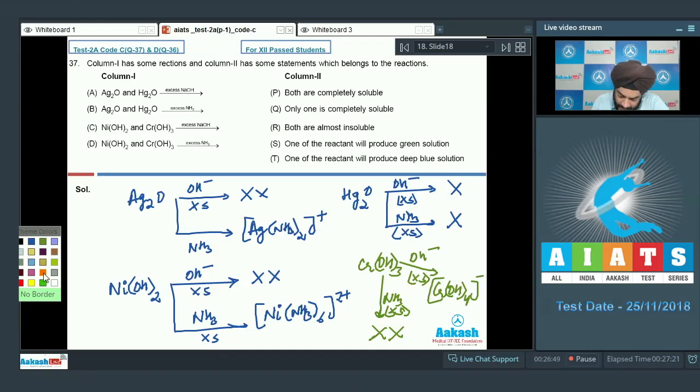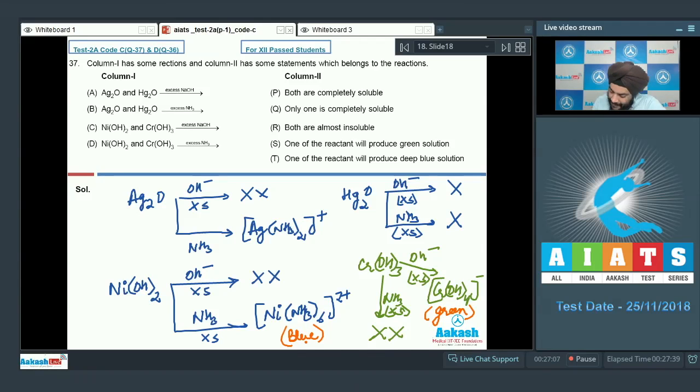So the examiner is also interested in the coloration. So we have Cr(OH)4 minus, which is green in color. We have Ni(NH3)6 2 plus, which is blue in color. And we have the formation of diammine silver complex, which is colorless. So let us look at the options now.